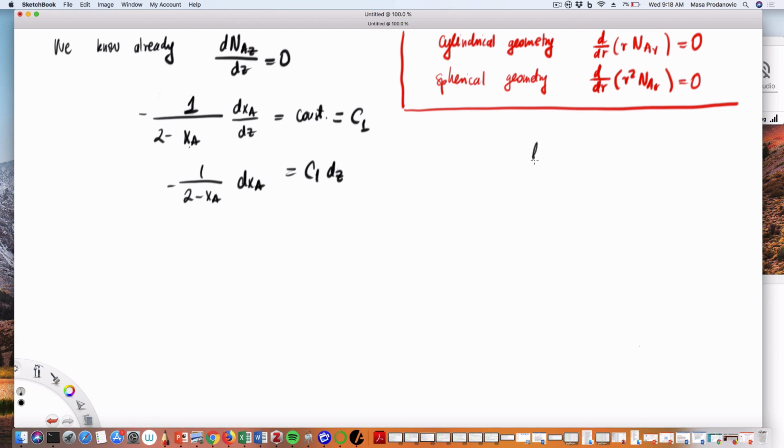So if I had ln of 2 minus xa, and I did a derivative of it, I will have 1 over 2 minus xa times minus 1 times dxa dz, correct? So I can remove the z here, but then basically this is precisely in the form it needs to be to integrate. And when I integrate the other side, c1z plus c2.